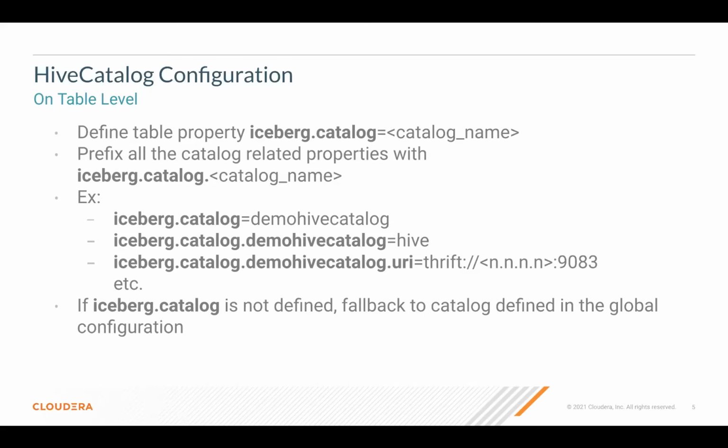And then we define in the Hive global configuration catalog-related properties prefixed with the iceberg.catalog.demo Hive catalog, hive.uri, client pool size, and so on and so on, based on what kind of catalog we are using.